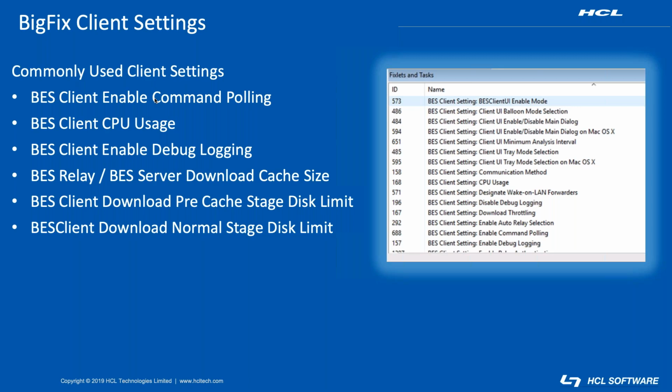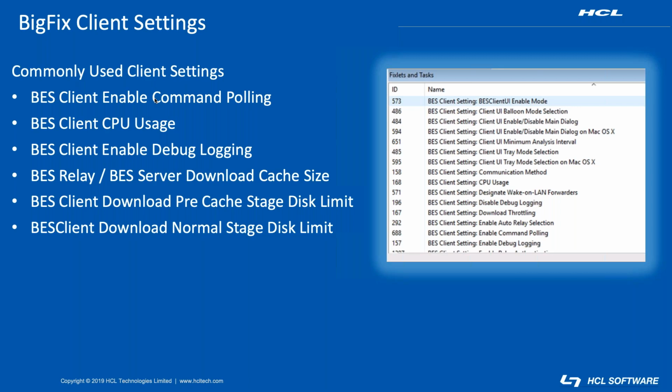Next up, we have BES Client CPU usage. This setting configures the BES client to use more or less CPU depending on your needs. Next up, we have BES Client Enable Debug Logging. For troubleshooting purposes, it is sometimes useful to enable this setting. This setting will tell the BES client to log all activity to a debug log that is located in the same folder as the BES client. This log will be named BESClient debug.log.